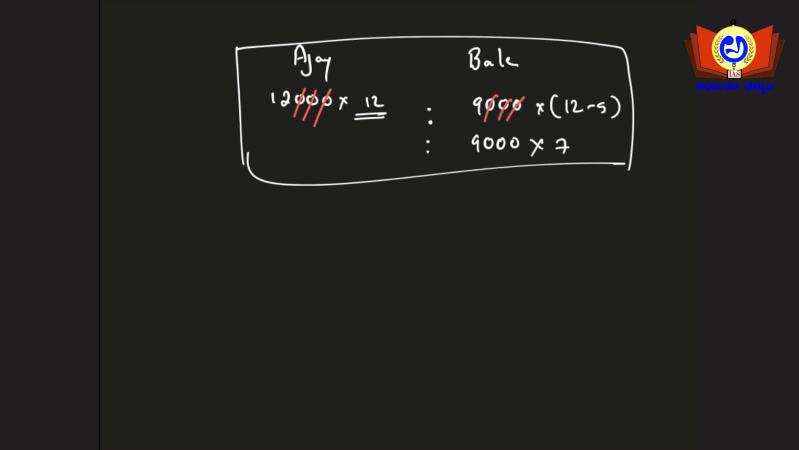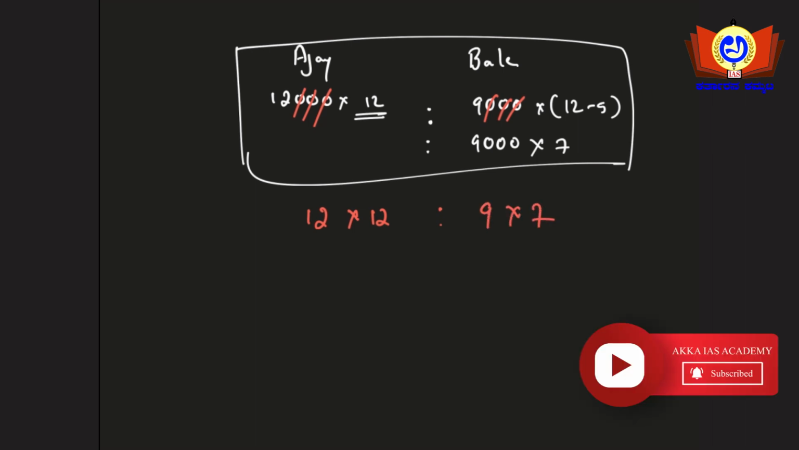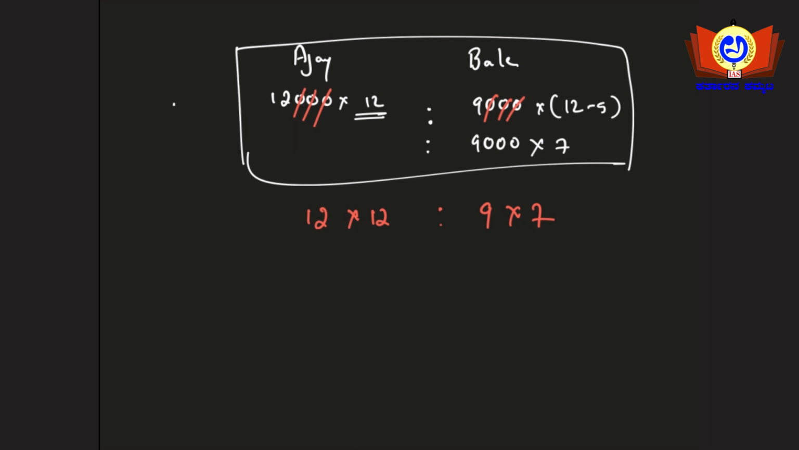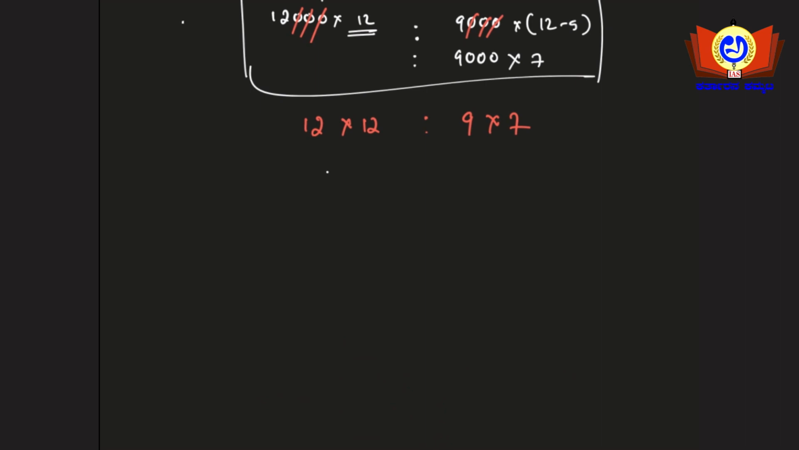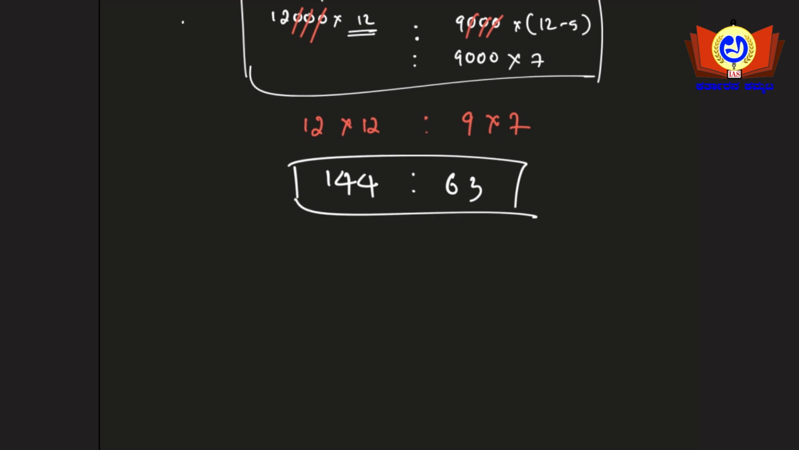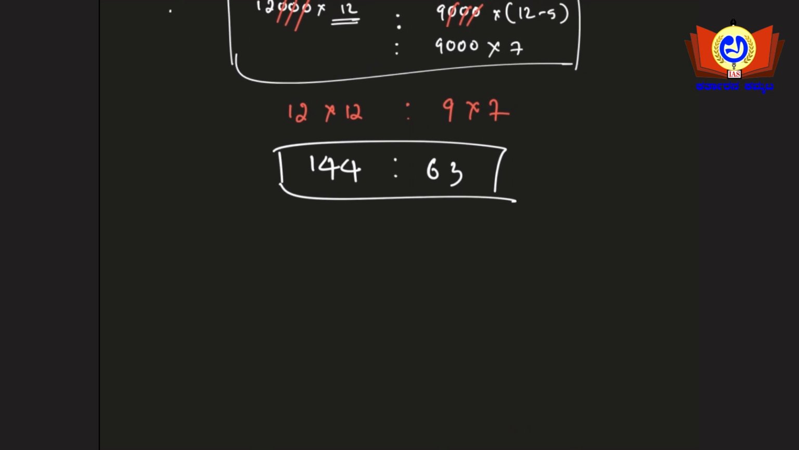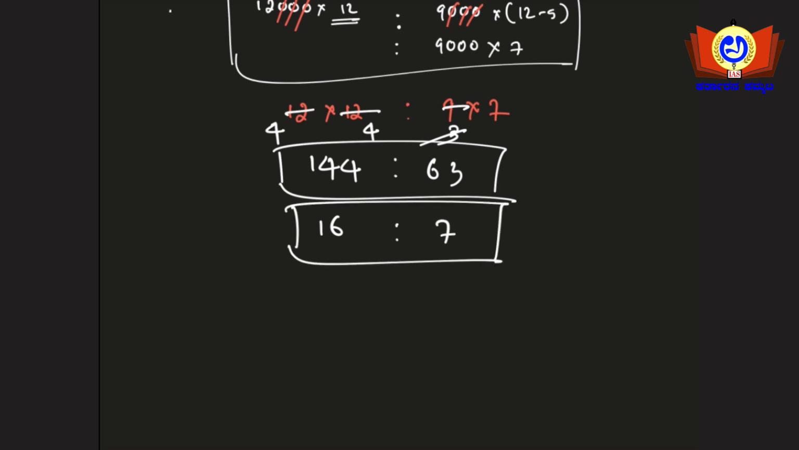The 000 and 000 will be cancelled here. So what remains is 12 into 12 to 9 into 7. 12 times 12 is 144, and 9 times 7 is 63. This is the ratio we are getting. Or else we can directly do cancellation: this goes in 3's table, 3 4's are 12, 3 3's are 9, and 3 4's are 12. So 4 4's are 16 to 7. It is the same ratio: 144 to 63 is also right, and 16 to 7 is also right.